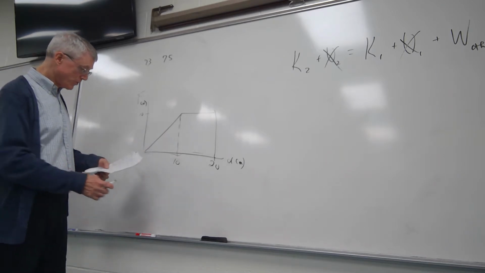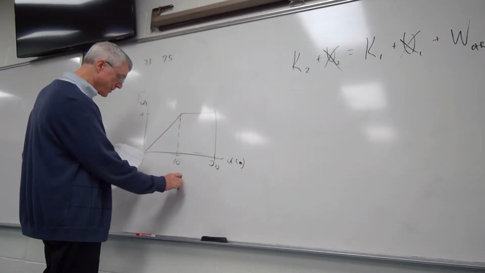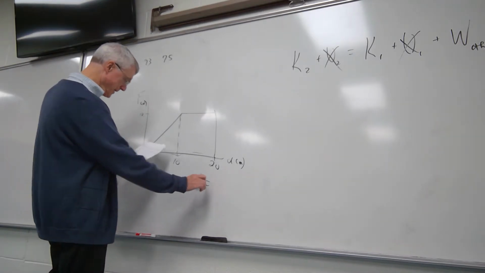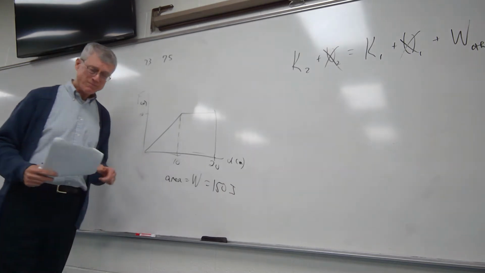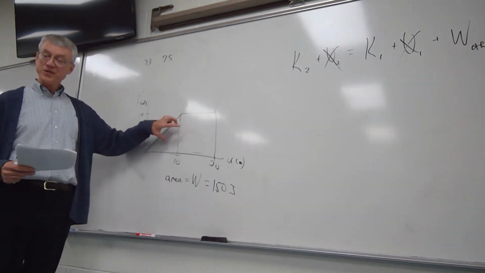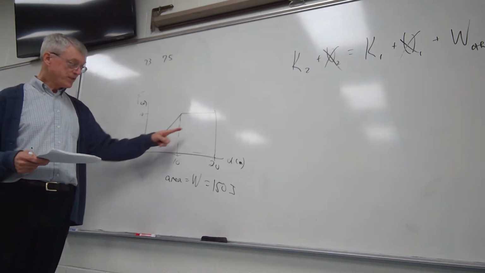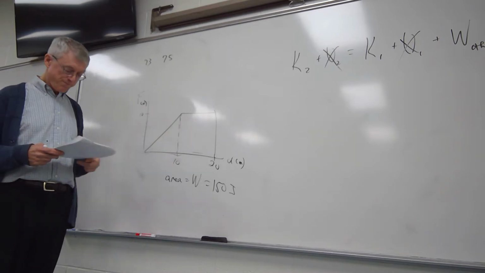This is 1/2 base times height, of course, that's length times width. The area under the curve is equal to the work, and that adds up to 150 joules. You just find the area of this and the area of this and add them together. It's 50 plus 100.